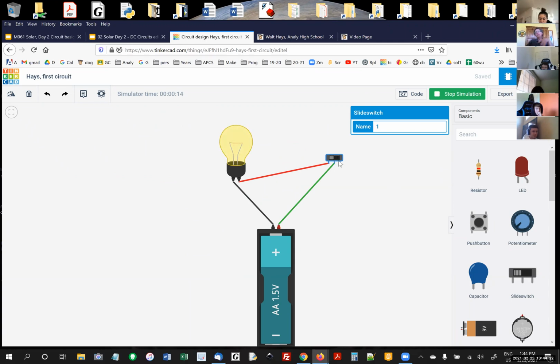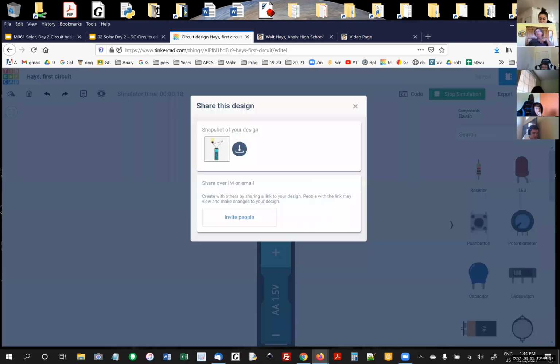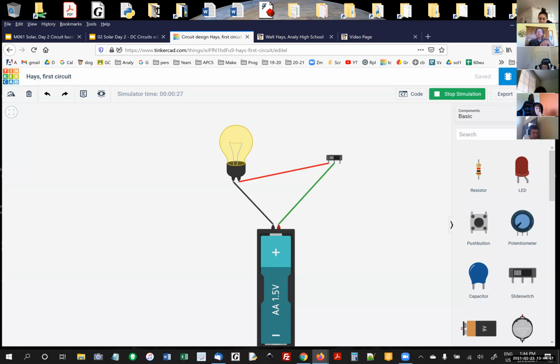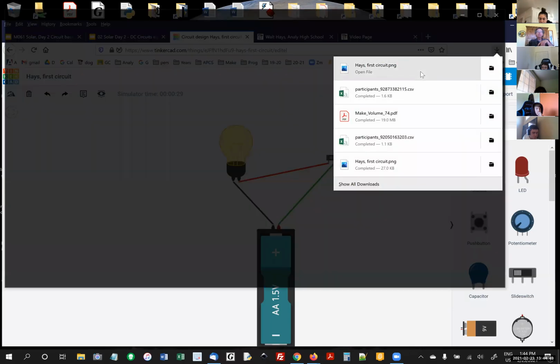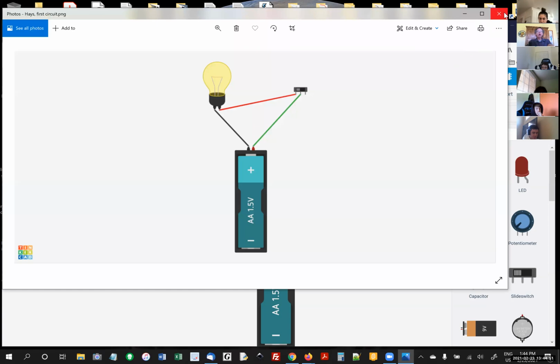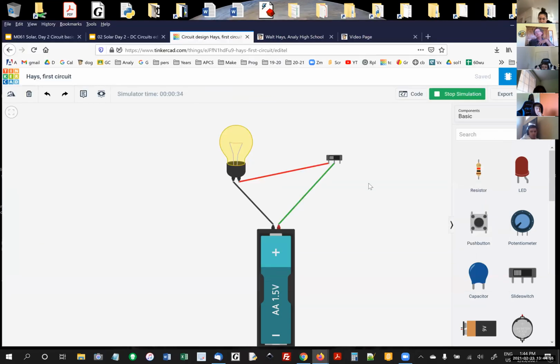And then ultimately, I want you to leave it on. And then there's the share button over here. You're not going to turn in a link for this. I want you to download a little snapshot of your design. This downloads a file, and then you can import that file into a Google Doc, which is what I want you to turn in. I'm giving you a couple simple questions in a Google Doc. So that's our plan for today.